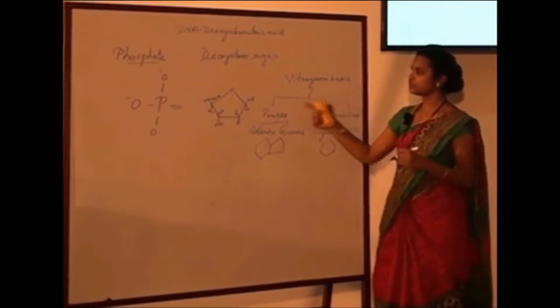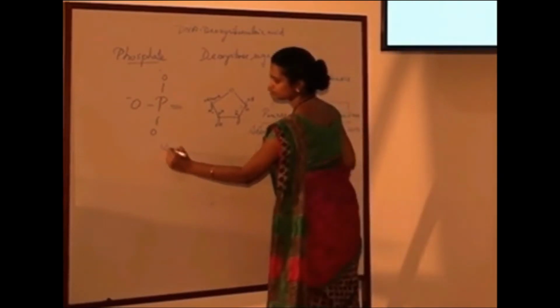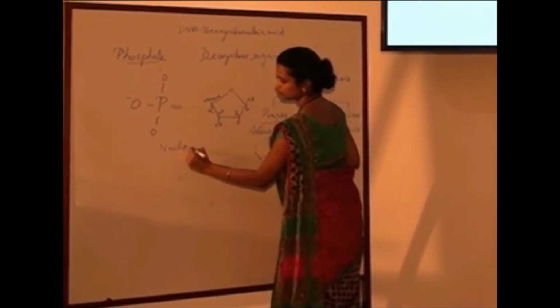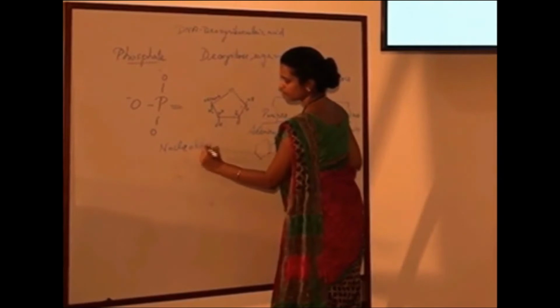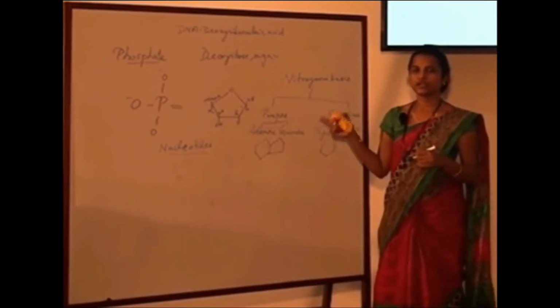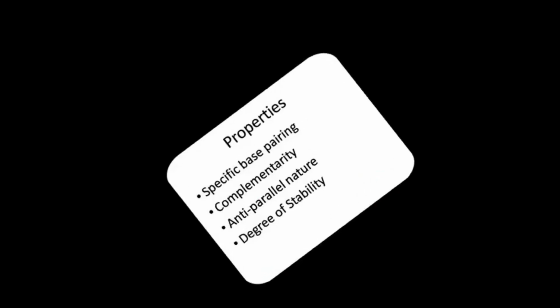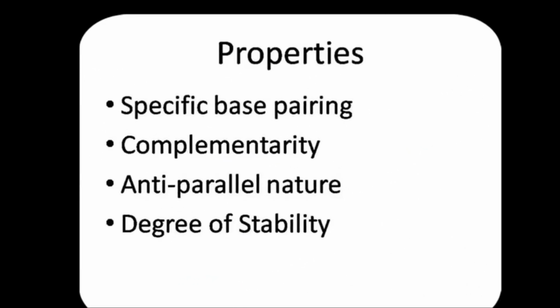These three molecules together are called a nucleotide. A combination of these three makes a nucleotide, and when the nucleotides are arranged in the form of a polymer, they make a DNA molecule. Next slide. So coming to the properties of DNA molecules, these are the properties: specific base pairing, complementarity, antiparallel nature, and the degree of stability.